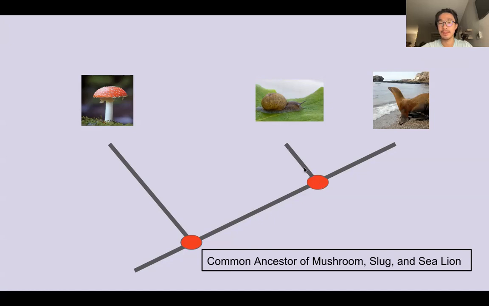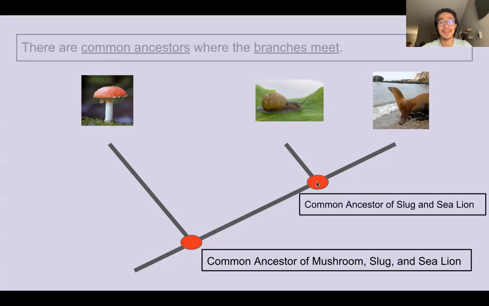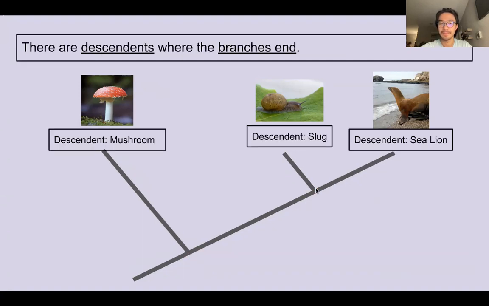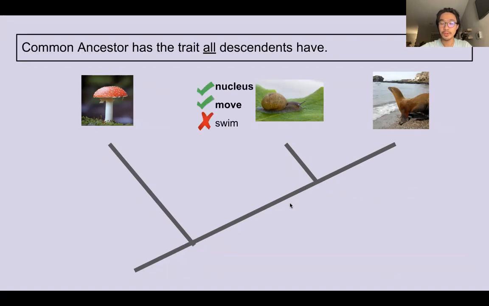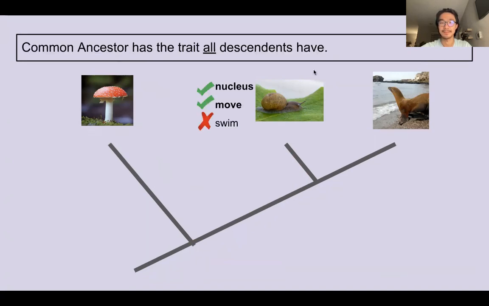It comes together with the sea lion and the slug. So that is the common ancestor of the slug and sea lion. So there are common ancestors where the branches meet. Where the branches end are what we call descendants. So the mushroom is a descendant, the slug is a descendant, the sea lion is a descendant of their common ancestor all the way over here. So the descendants again are where the branches end.